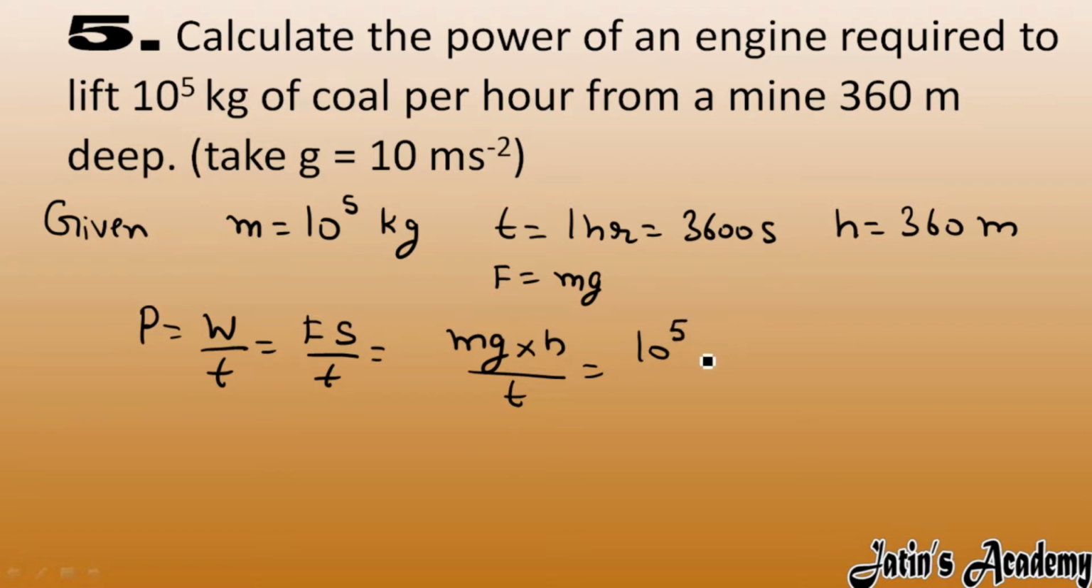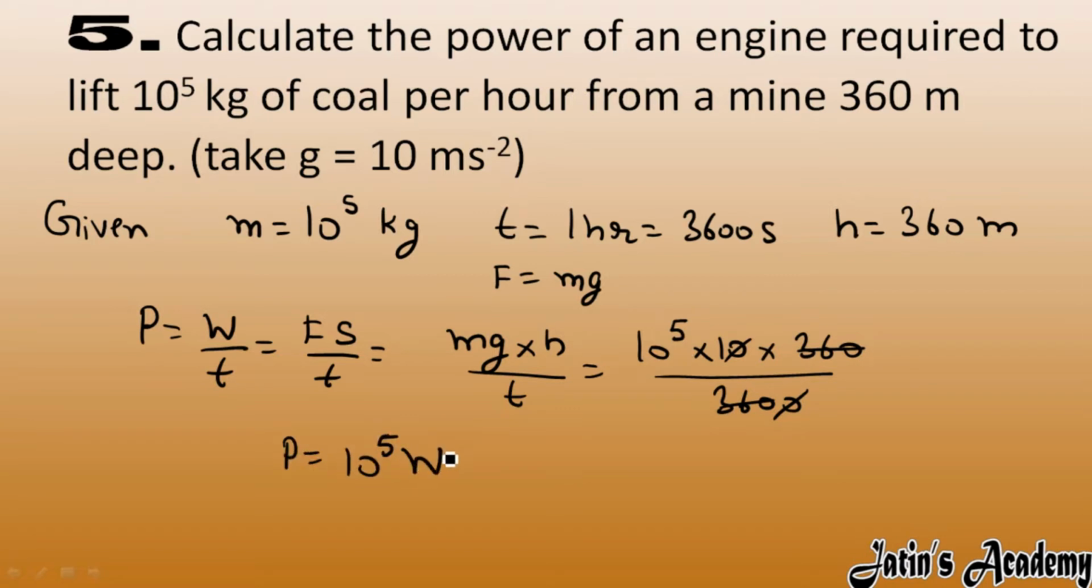G value we have 10. H value we have 360 over 3600. Now from here the 0 is cancelled, 360 cancels out. So power we have 10 raised to power 5 watt.